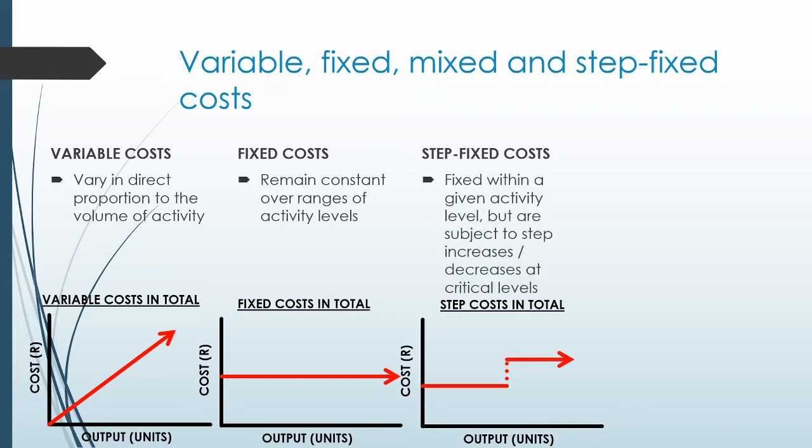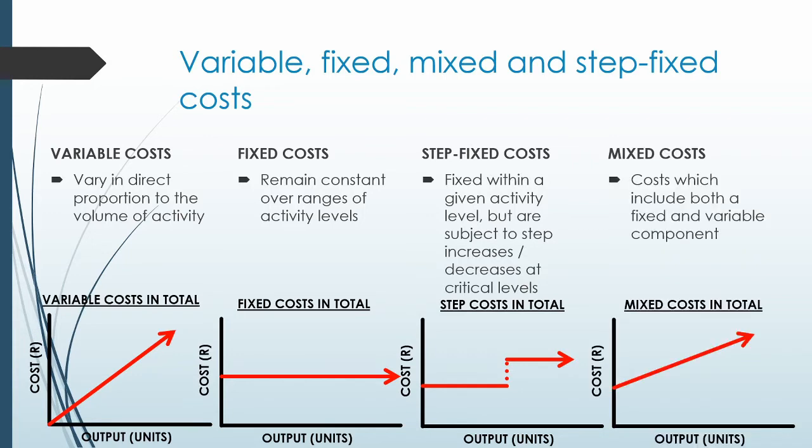Next are our step fixed costs. These costs are fixed within a given activity level, but increase or decrease by a set amount each time the critical level of output is reached. Considering our fixed cost example of factory rental, if our factory has a capacity of 10,000 units and we want to increase beyond that, we need to rent out a second factory. Each time we reach the critical point, being a multiple of 10,000 units, which is the capacity of our factories, we need to rent out an additional factory. This would represent the step increase as we move to the next level of output.